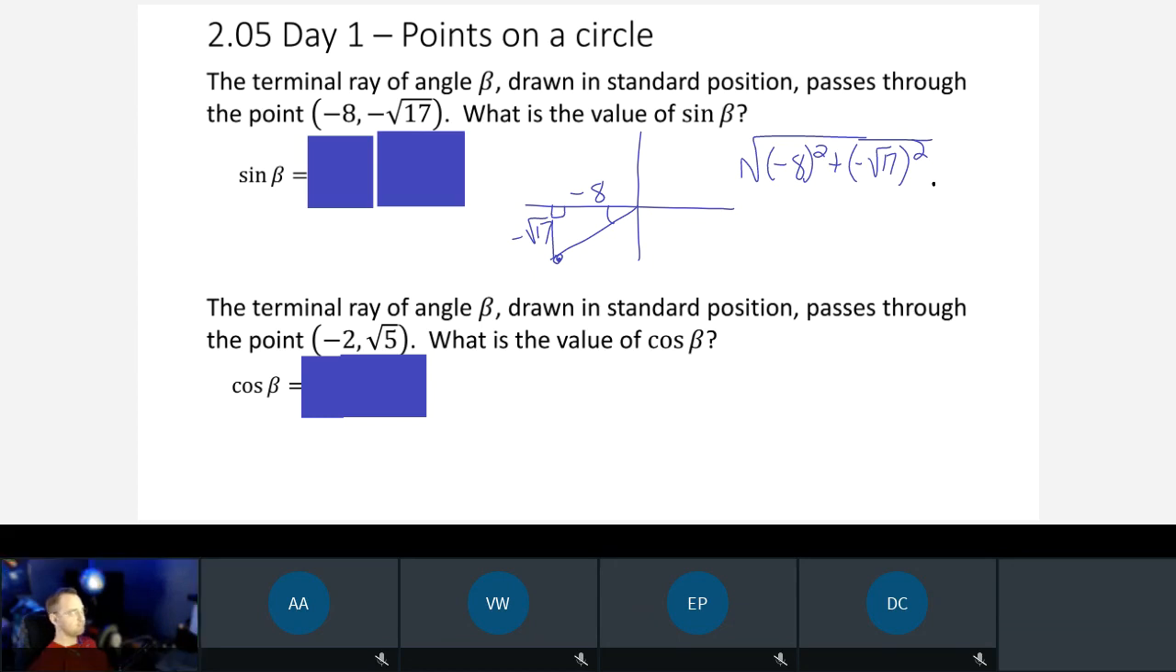Nine sounds right, maybe. It is 9, yeah, so that is 9. So yeah, that's 9. All right, so that's how we get sine of beta. Sine is opposite, so it's negative √17 over hypotenuse, and we found it to be 9. That's why 9 goes here.